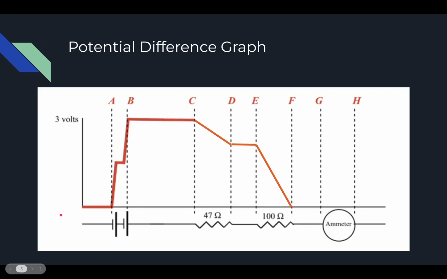And here's the potential difference graph. Once you get to the 47 ohm resistor, it should drop about 1 volt from 3, because it was 0.927. Then it's constant until it gets to the 100 ohm, where it drops all the way to 0. This is what it should look like. And then it should be 0 the rest of the way.